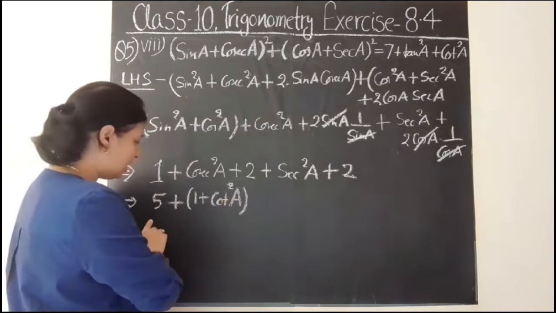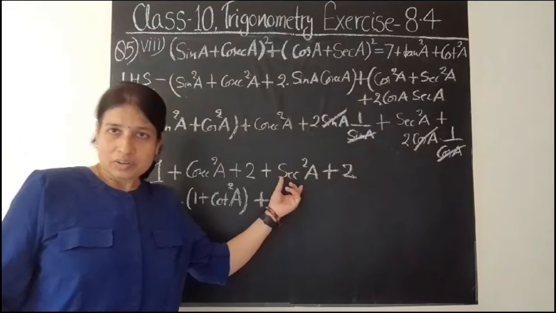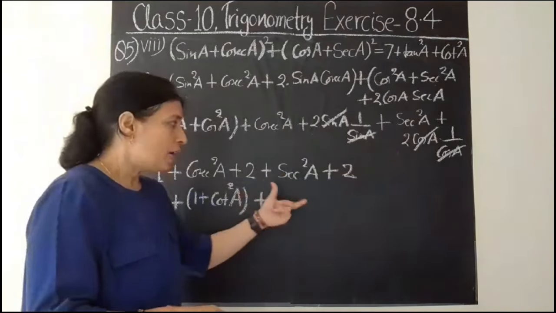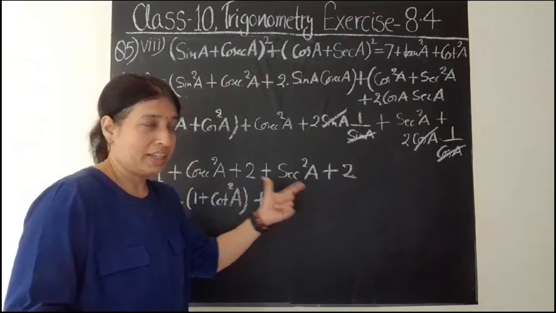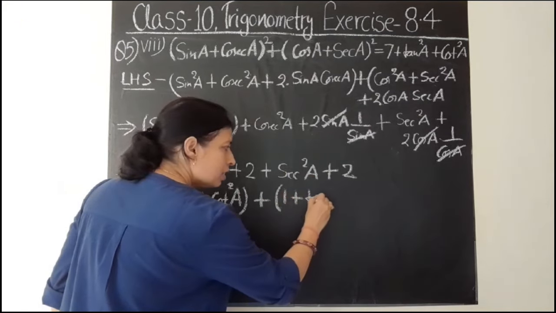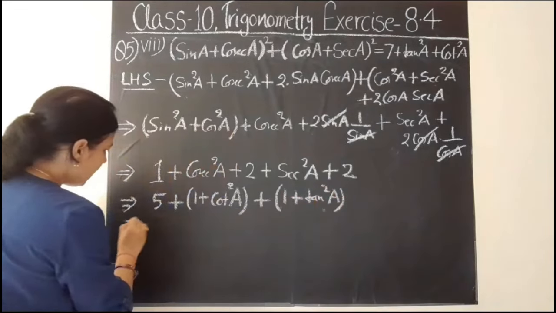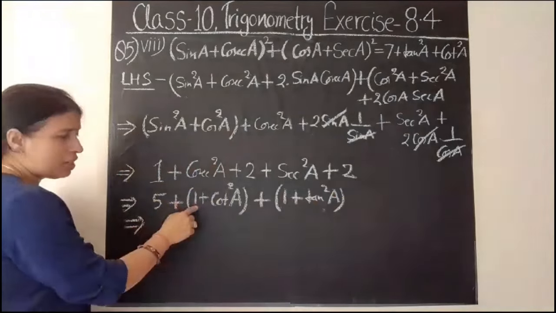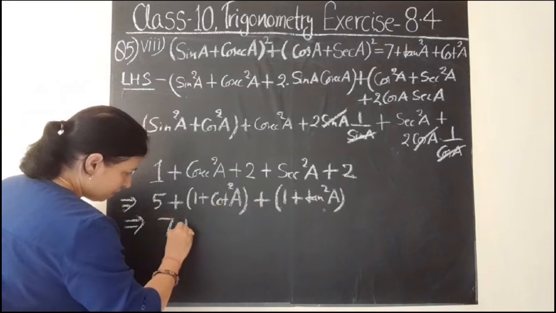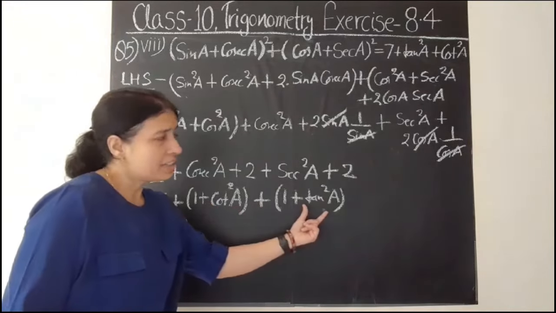This 2 I have already written, plus here it is sec square A. Okay, so sec square A is equal to 1 plus tan square A. So 1 plus tan square A के फॉर्म में चेंज करेंगे RHS को लाने के लिए. So write here 1 plus tan square A. Now you can add numbers. Here it is 5 plus 1 is 6. 6 plus 1 is 7. So write first 7. Then here it is cot square A and here it is tan square A.